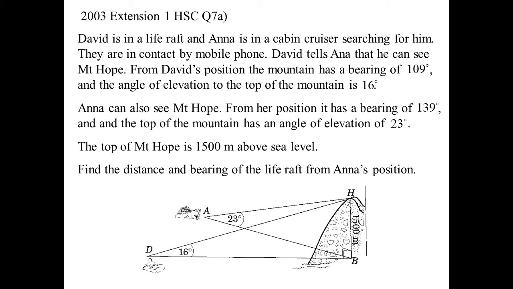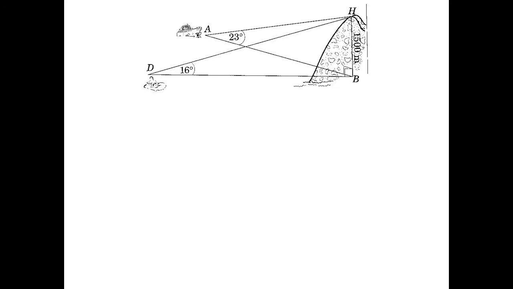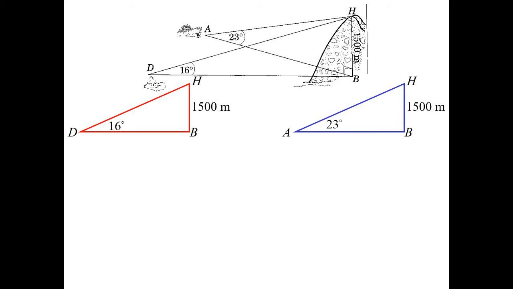So how's Anna going to get there? She wants to know how far away is David and what bearing do we have to go and find David. So I'll just redraw the diagram there. Let's pull out some right angled triangles. So David's triangle, 16 degrees, and the height is 1500. There's Anna's triangle, 23 degrees.